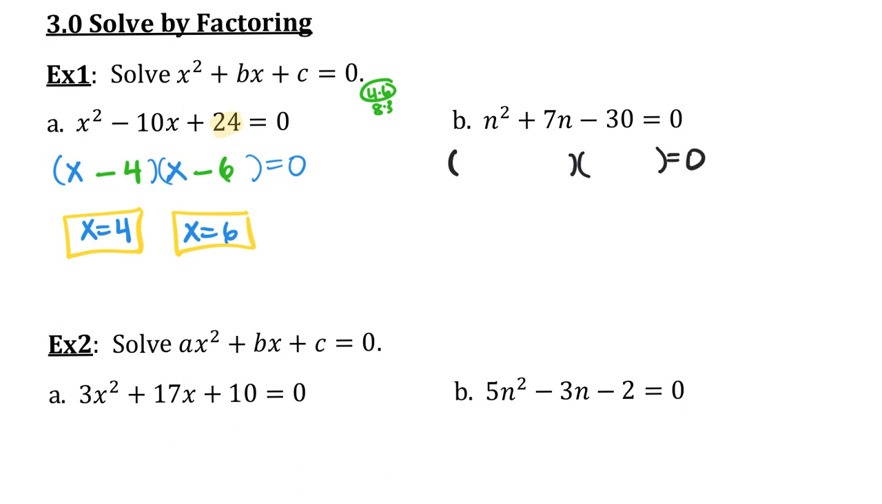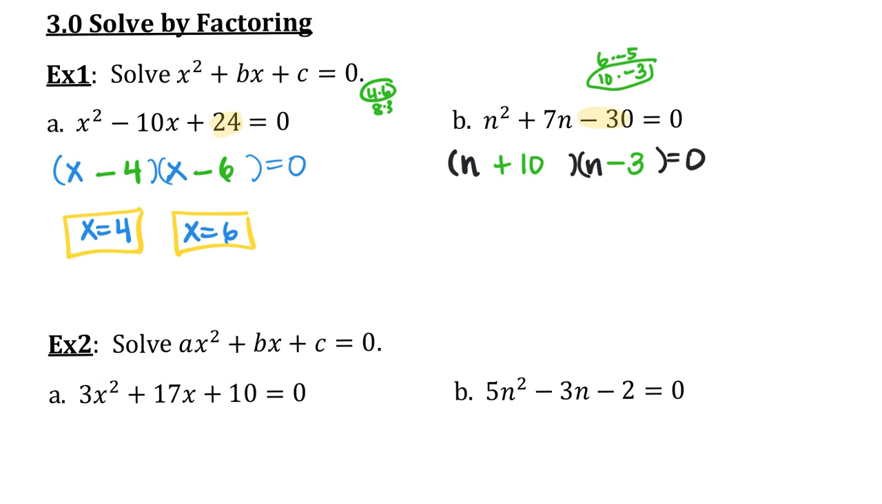Since it's n to the second, I'm going to do n times n. Again, look at the negative 30. Think what you times to get negative 30. It's going to be a positive and negative. Since this middle term is a positive, the bigger number is going to take the positive. So let's see, what could we do? We could do 6 times negative 5. 6 minus 5 is 1. 10 times negative 3. 10 minus 3 is 7. There we go. So positive 10 minus 3.